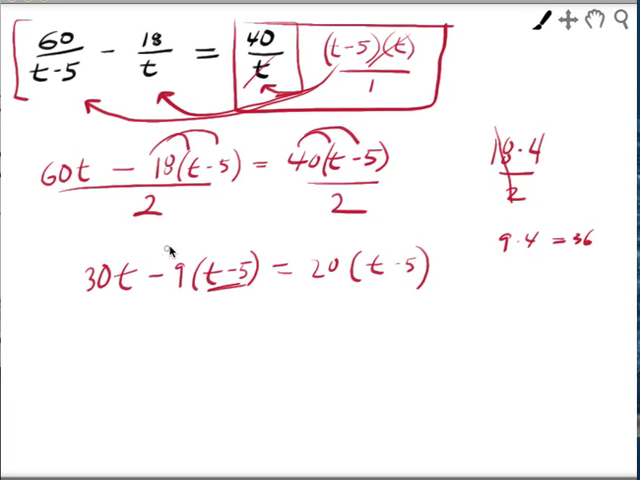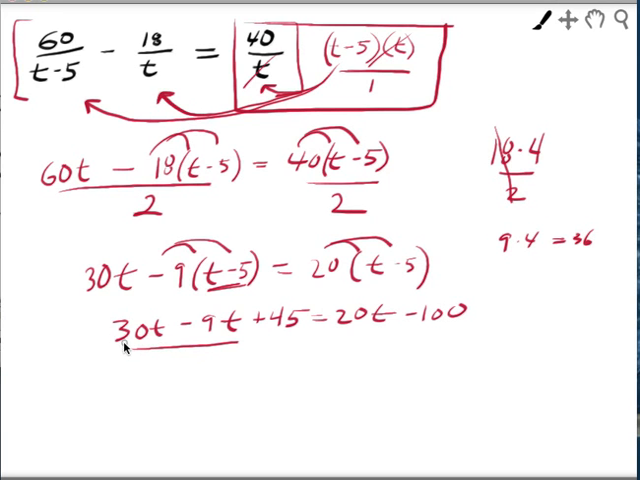Okay, now we're going to have to do this distribution and this distribution, and I'm just going to fire away on that. Let's see. 30t minus 9t plus 45 equals 20t minus 100. Okay, let's combine these like terms here. They're going to give us 21t, and I'm going to subtract 45 from both sides right now. So I'm going to have 20t over here minus 100 minus 45, which is a minus 145.